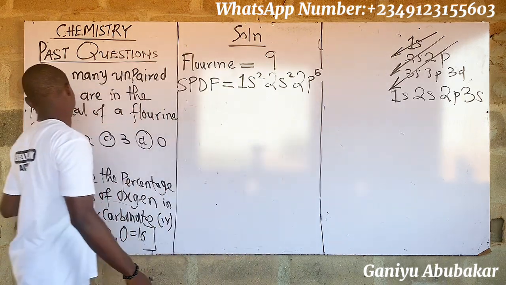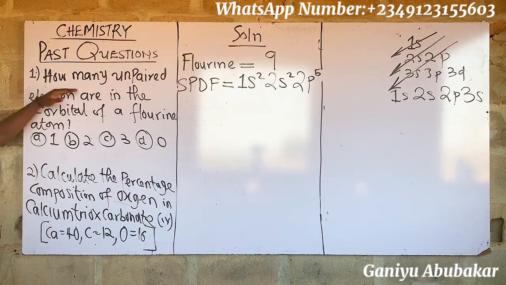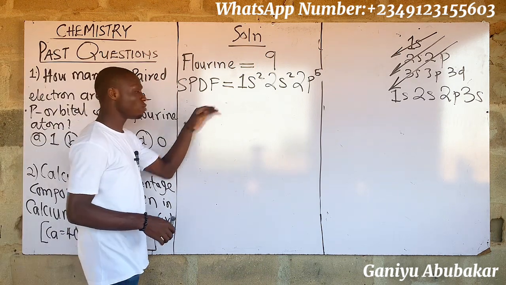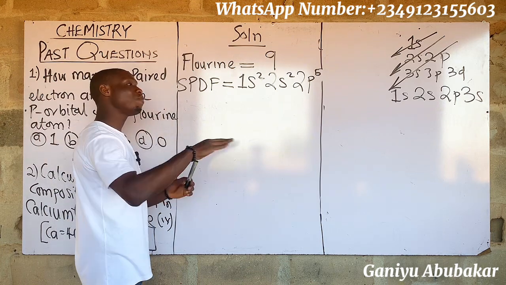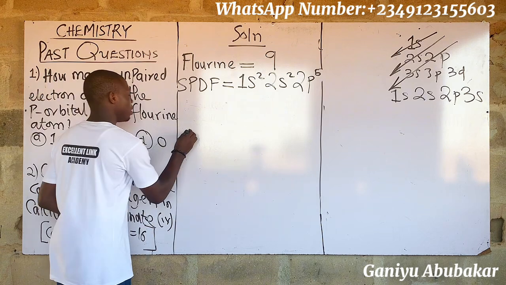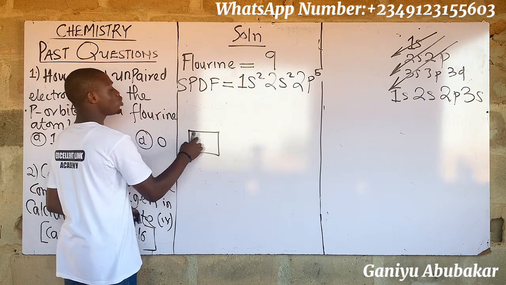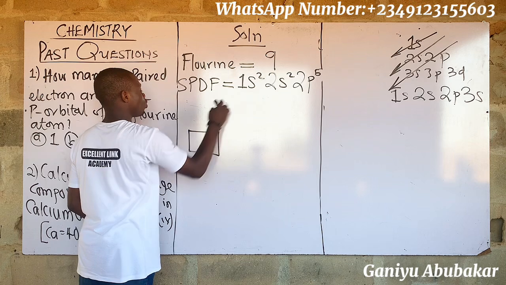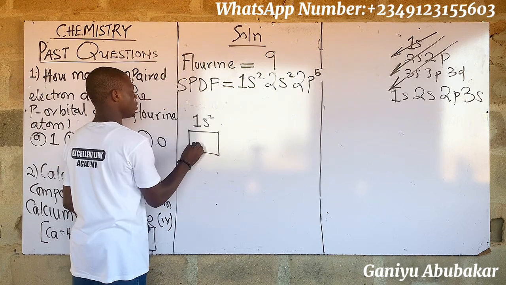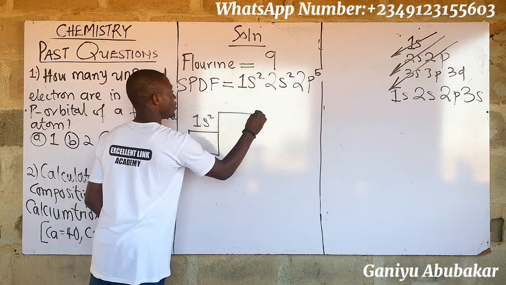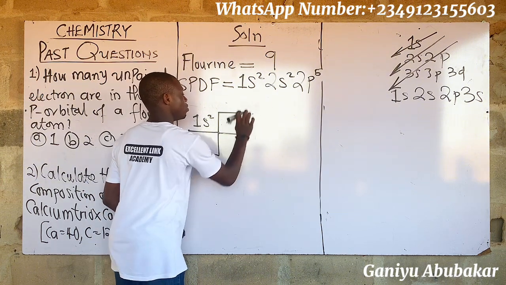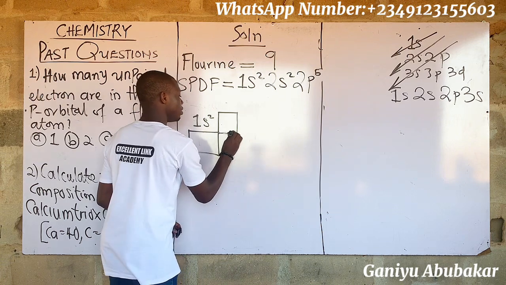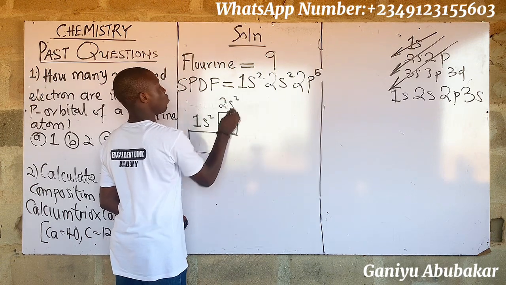But we're going to find what? They said how many unpaired electrons are in the p orbital. So I have to draw the orbital of this fluorine. We can do it in a straight form of staircase. So for the p orbital, a box contains maximum 2 electrons. This one is 1s squared. For this one here, that'll be space, this is for 2s squared.